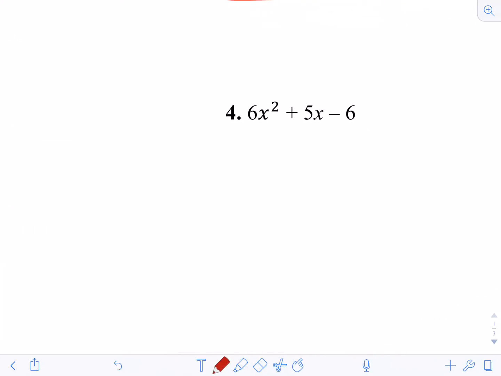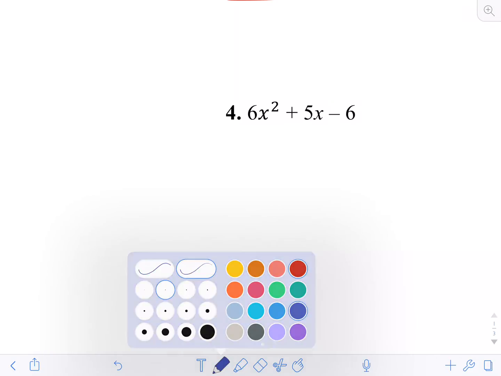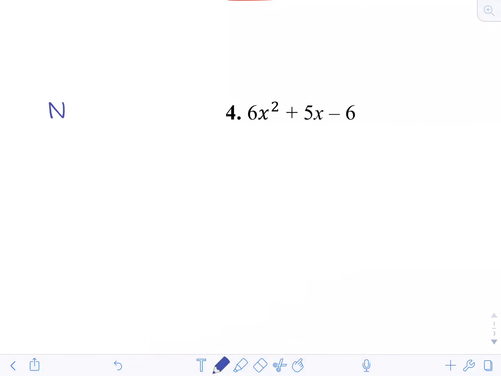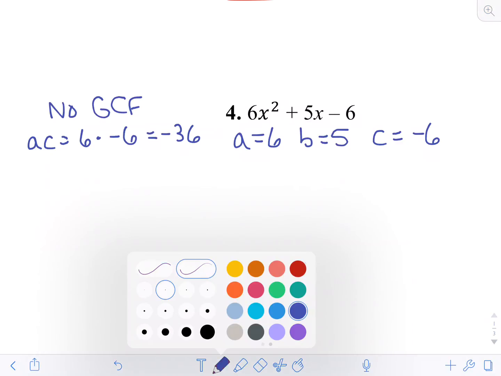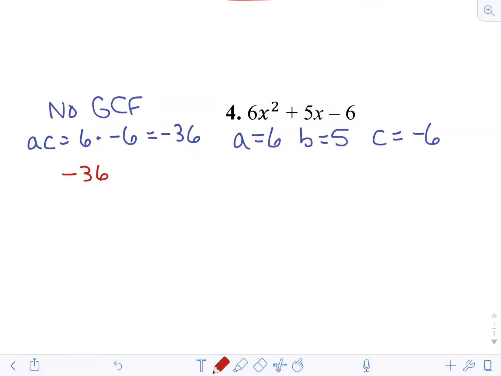All right, number 4. So first thing on your list, make sure there's no greatest common factor, which there is no GCF. Second thing is to label what you have. A is 6, B is 5, C is negative 6. AC method is 6 times negative 6, which is negative 36. And before I do my little tree, I know I have 6x plus or minus something, 6x plus or minus something, and we're going to find those two numbers.